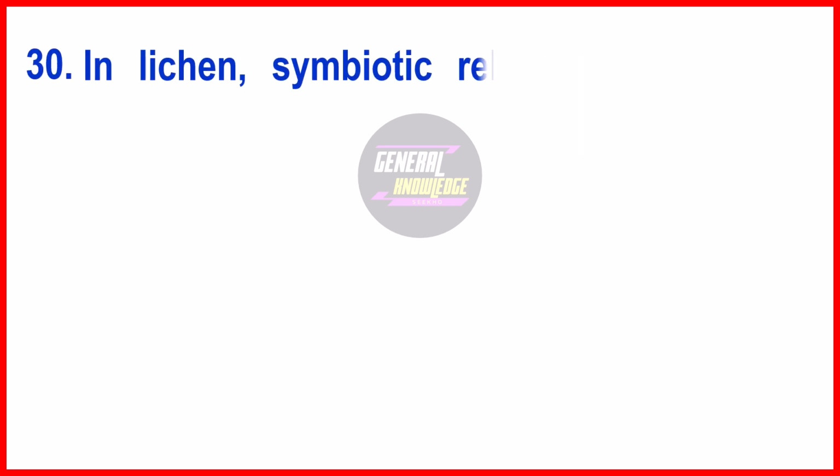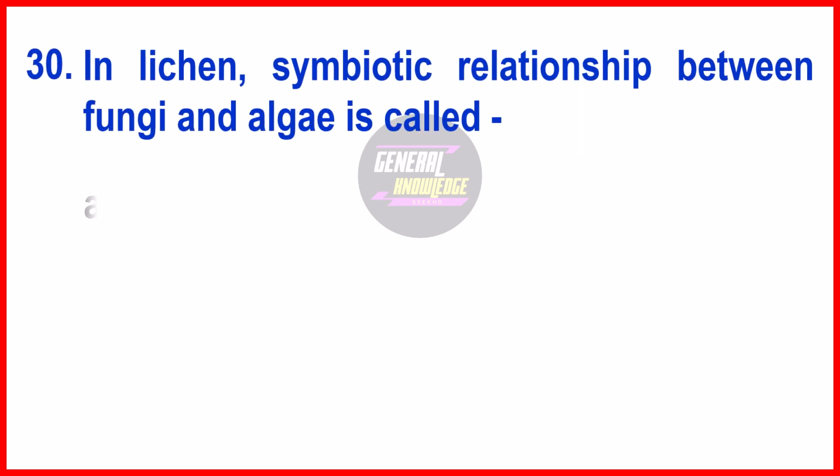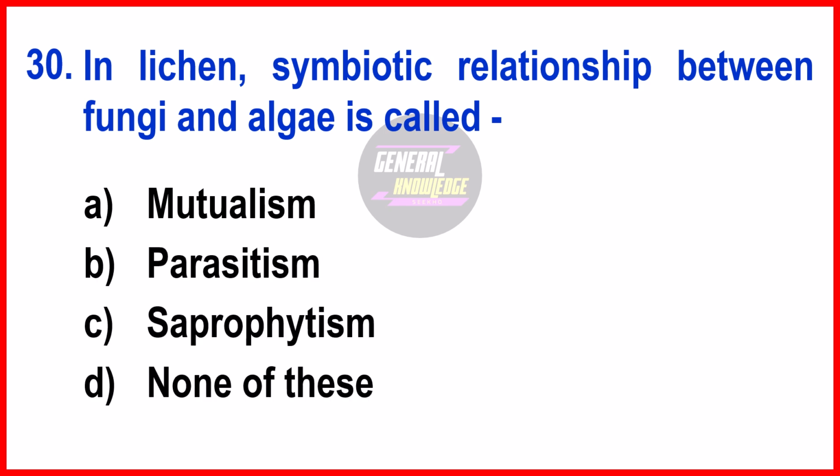In lichen, symbiotic relationship between fungi and algae is called, the right answer is option A, mutualism.